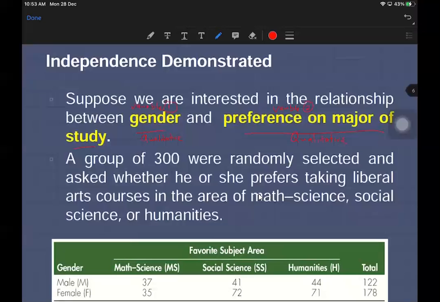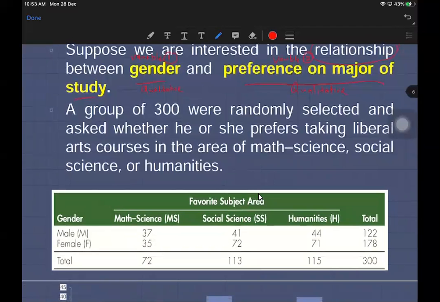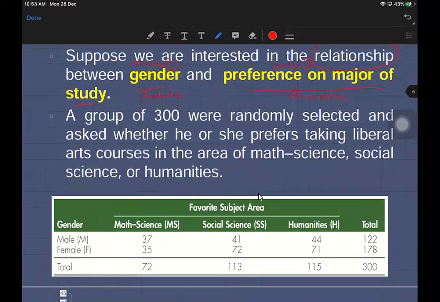And I repeat again, test of independence is to investigate the relationship. Are there any relationship or are there no relationship between the two variables? So example here, a group of 300 were randomly selected and asked whether he or she preferred taking liberal art courses in the area of math science, social science, or humanities. If you look at gender, our first variable just now, the data is either male or female.